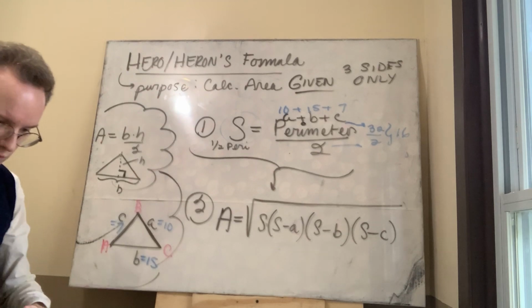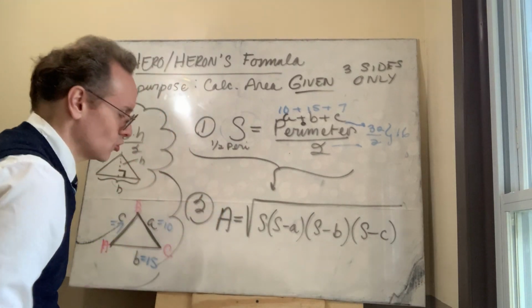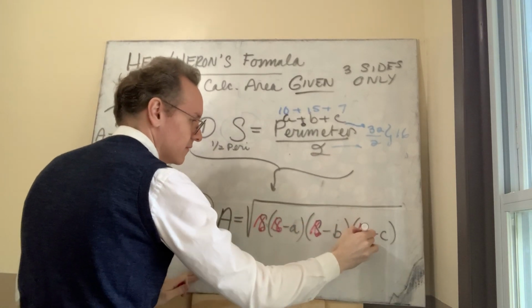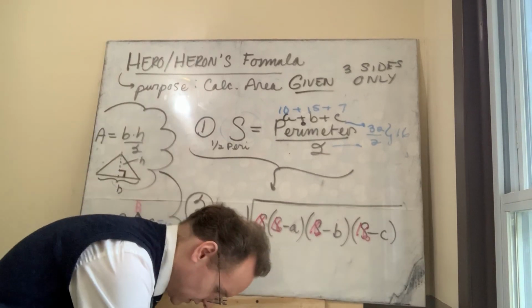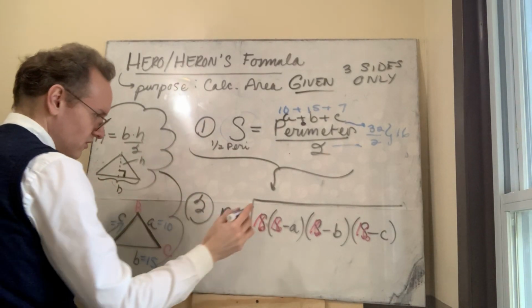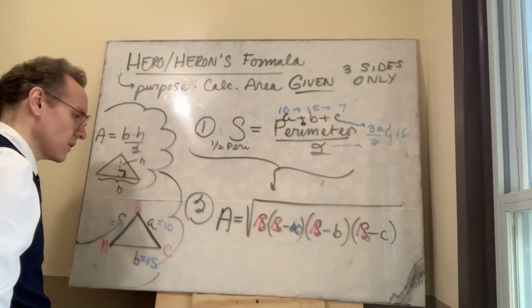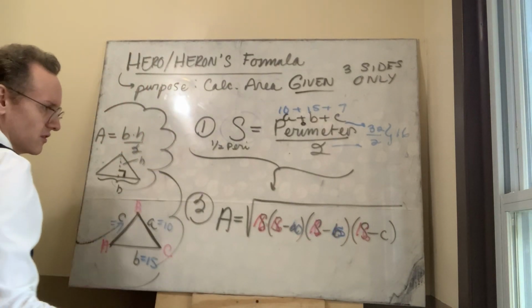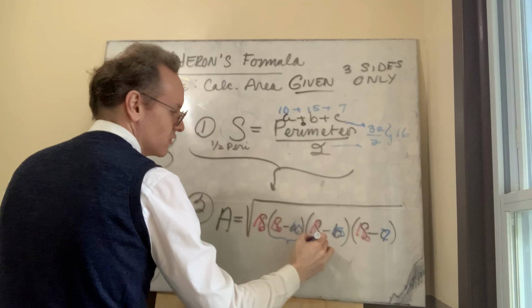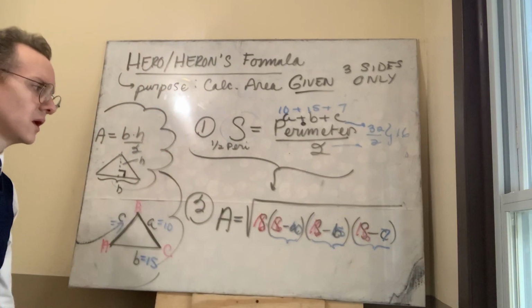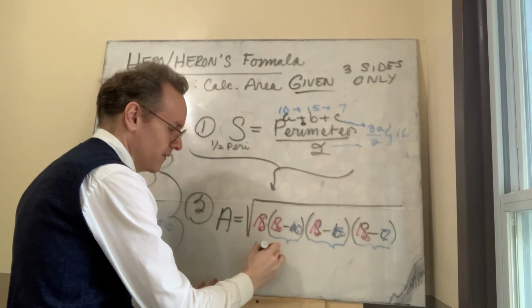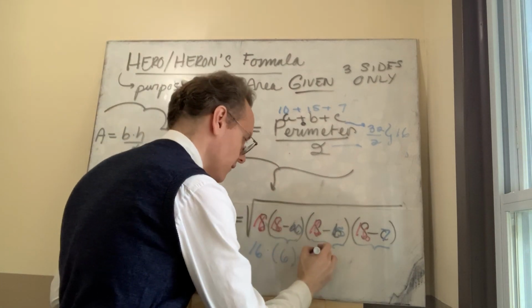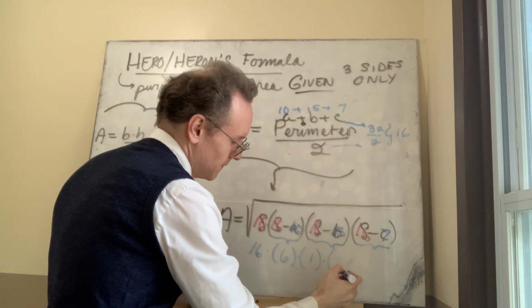Insert that, unfortunately, in several places. You have no choice using this formula. Here, here, here, and here. And then put the side dimensions in tandem, in each case. So it's 16 minus 10, and 16 minus 15, and 16 minus 7. Do the inside of these parentheses first. This would end up being the 16 that was there times 6 times 1 times 9.